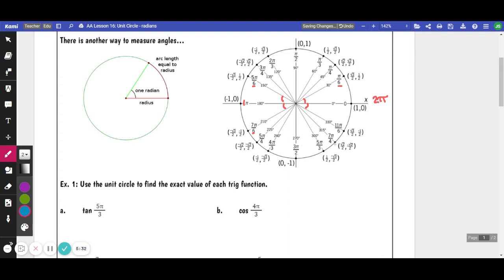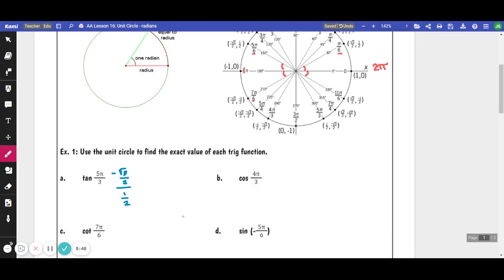So tangent is y over x. So the y coordinate is negative root 3 over 2 divided by the x coordinate, 1/2. We have to divide fractions, so we have to multiply by the reciprocal. So negative root 3 over 2 times 2 over 1. When you're multiplying, you multiply straight across, so we end up with 2 over 2, which is just 1, so we get negative root 3.